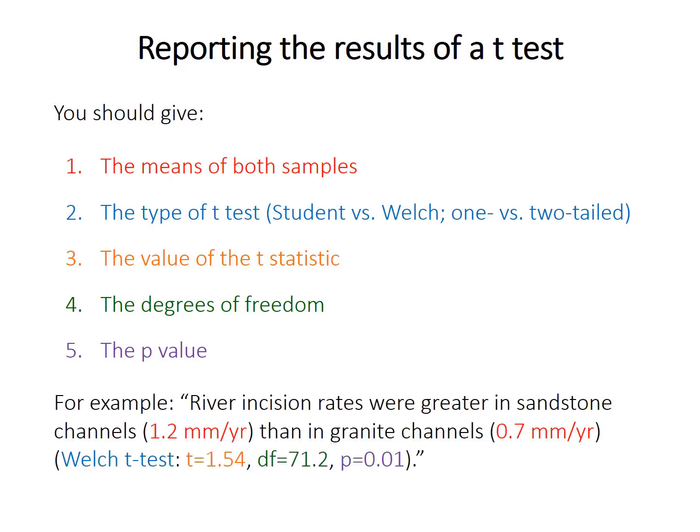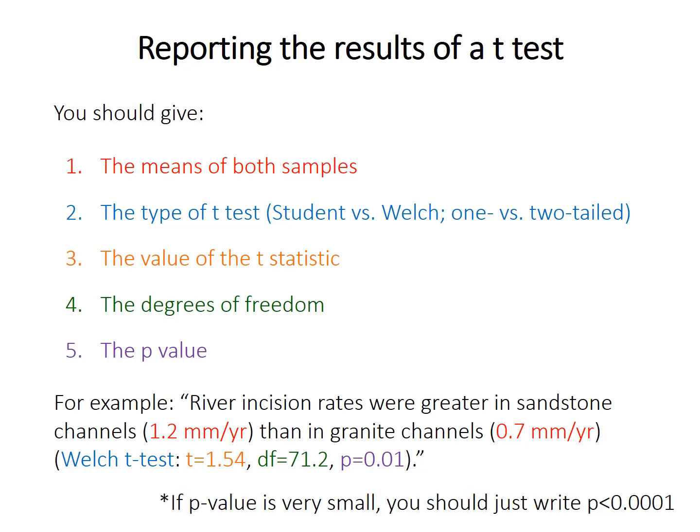So for example, you could phrase your results something like this: river incision rates were greater in sandstone, give the mean, than in granite river channels, give the mean of that. Say it's a Welch's t-test with this t-statistic and these degrees of freedom and this p-value. And note that if the p-value is really tiny, you can just say that it's less than 0.0001 or something like that. You don't have to say p equals 2.3 times 10 to the minus 10, because once it gets that tiny, it doesn't matter. It's just highly significant.